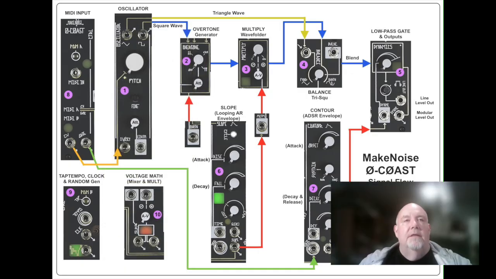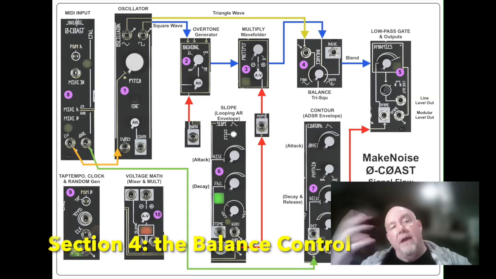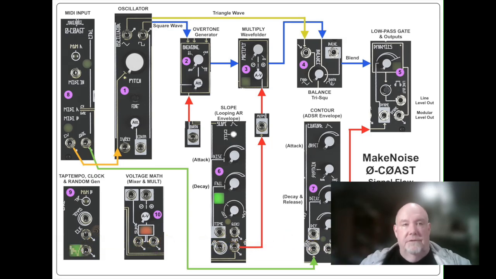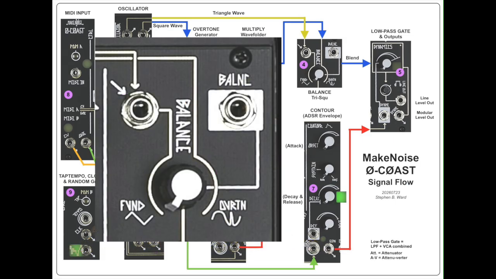Now from here, the modified square wave goes to section 4 balance, and it feeds the right input of the balance knob, where it's referred to as the overtone signal. The balance knob varies the amount between the fundamental or bass from the triangle wave and the overtones or treble from the modified square wave. The balance can also be varied dynamically by sending a control signal at the balance input jack.